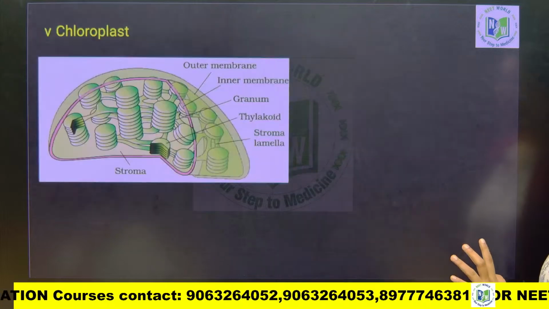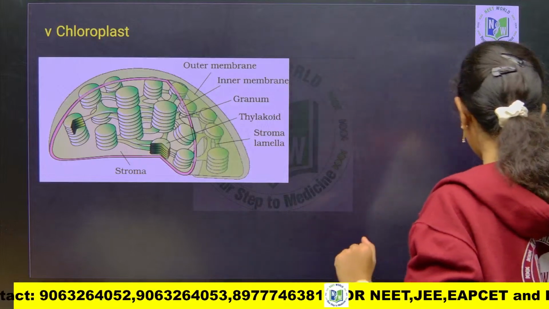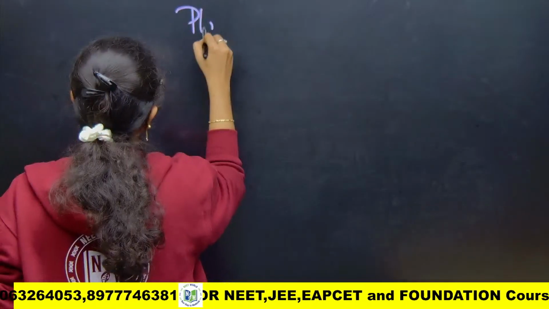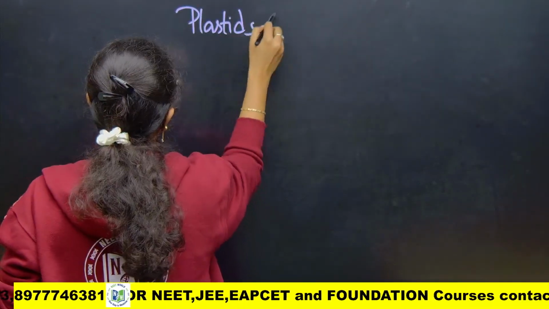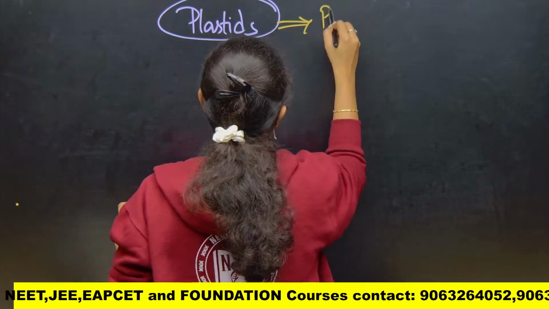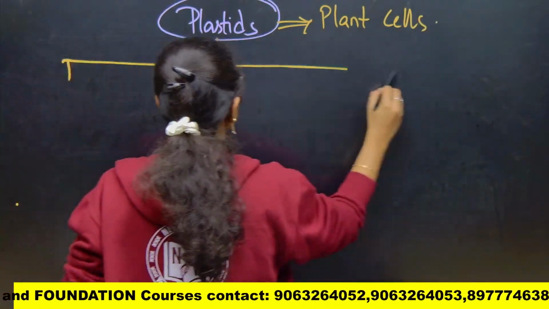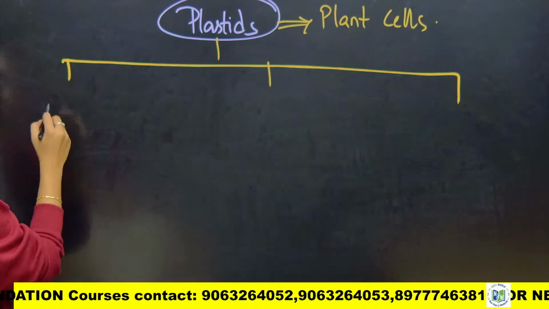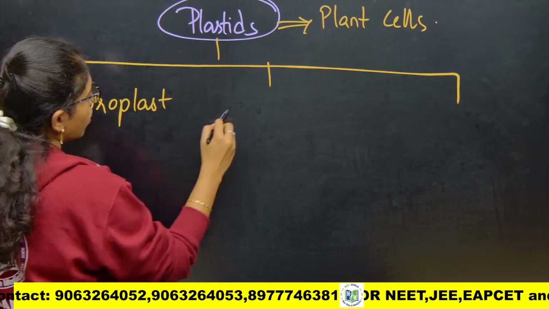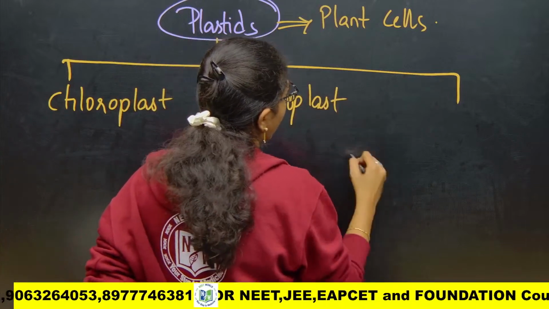So, now plastids. One of the plastid is chloroplast, but you know it better that plastids are of three types. Chloroplast, chromoplast, leucoplast. Plastids are found only in plant cells, and you have three types of plastids. What are they? Chromo, chloro, leuco. Chloroplast, chromoplast and leucoplast.